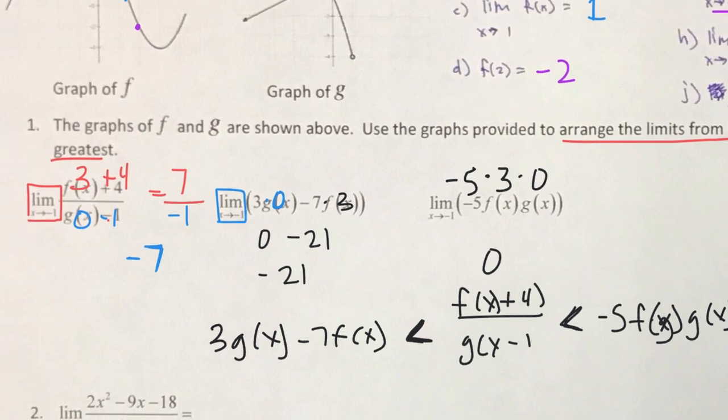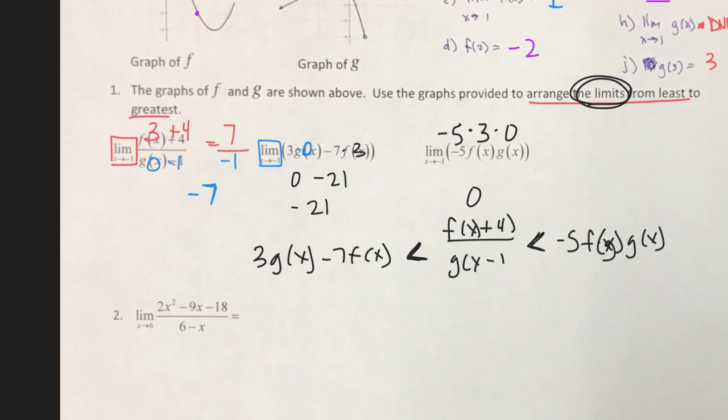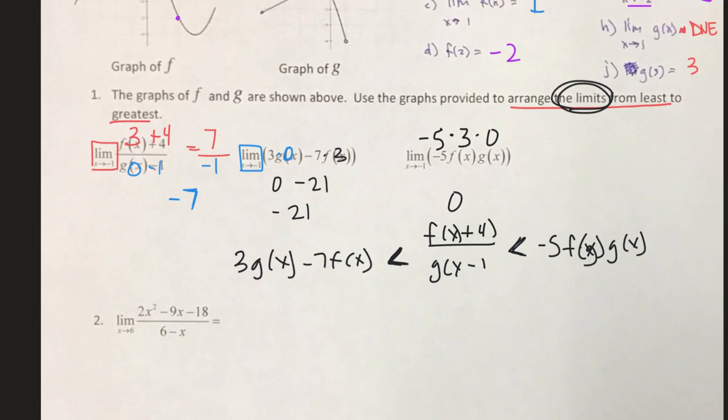So the limit in order, right? So we're trying to arrange these limits from least to greatest. So we do all of the calculations for each of these problems, and then you arrange their numbers from the most left, the most negative, to the most positive. Okay, arranging them in order.